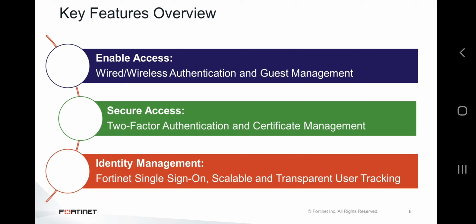FortiAuthenticator provides three major authentication functions for network infrastructure. They are the enabling of access for wired, wireless, and guest users, securing access with the use of two-factor authentication and certificate management, and most importantly, identity management, allowing for FortiAuthenticator single sign-on with scalable and transparent user tracking. Of the three, identity management is probably the most popular and heavily influences enterprise firewall opportunities due to its impact to user-based firewall policies. We will cover each of these major functional areas in the next few slides.